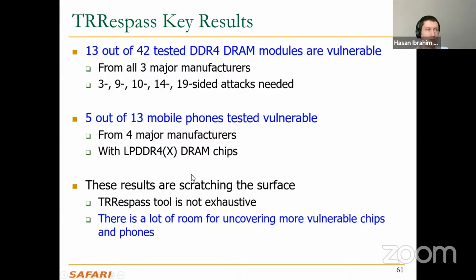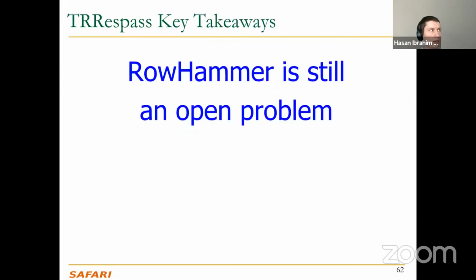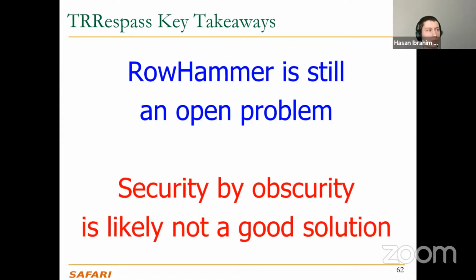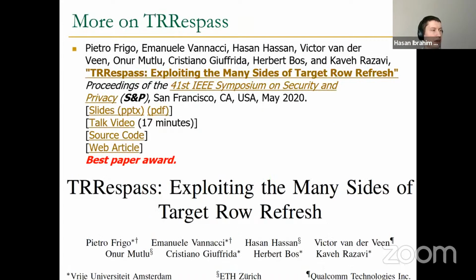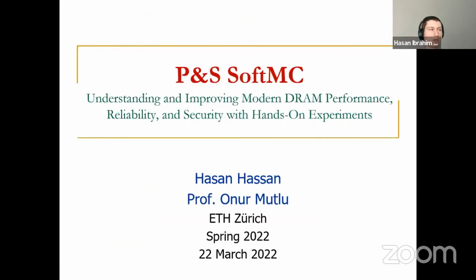And these results are just scratching the surface. As we saw in the U-TRR paper, we were able to do much better using the RowHammer access patterns we crafted, taking advantage of the observations we developed using U-TRR. The key takeaways are that RowHammer is still an open problem and security by obscurity is likely not a good solution. And this is the end of this paper.